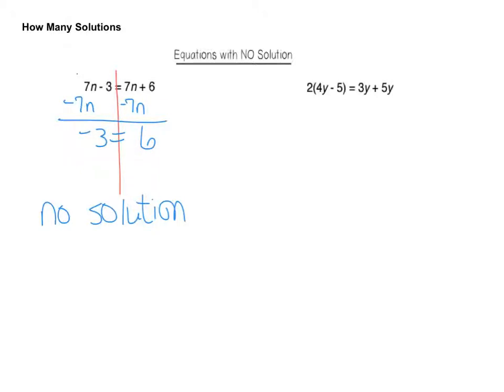That one was too easy, wasn't it? We had 7n. We noticed those are the same. We subtract 7n from both sides. We're left with a negative 3 on the left. We're left with a 6 on the right. Negative 3 and 6 are not the same thing.